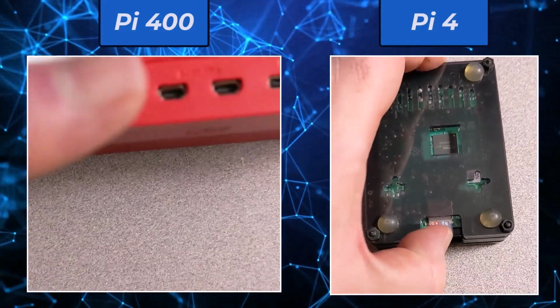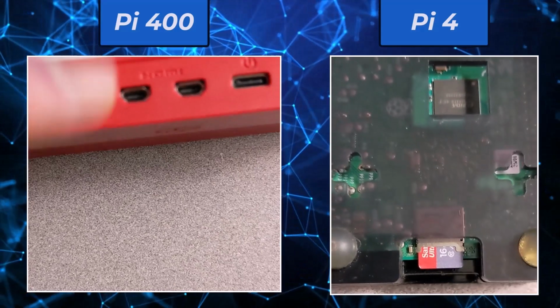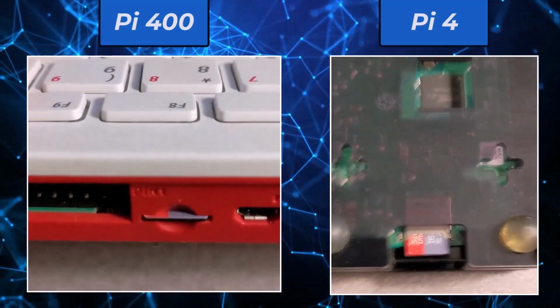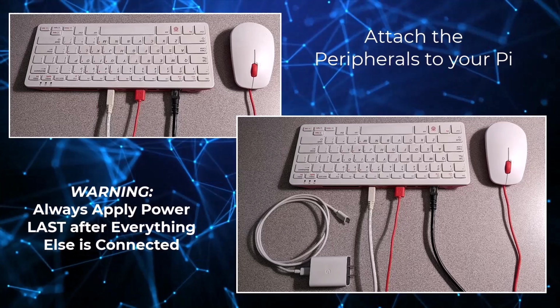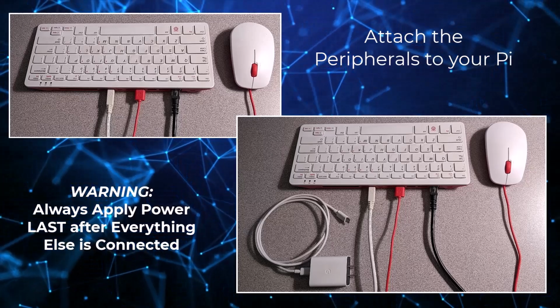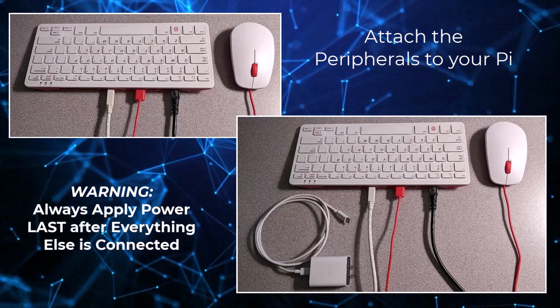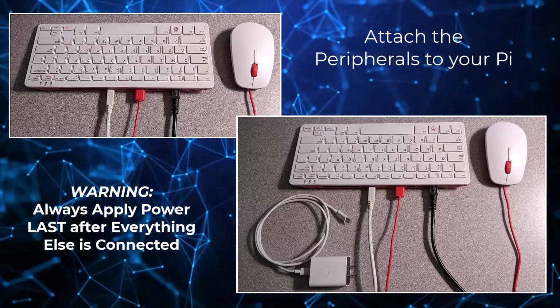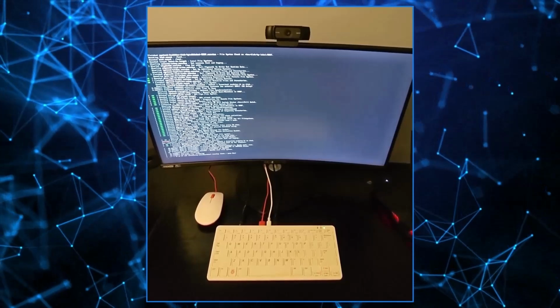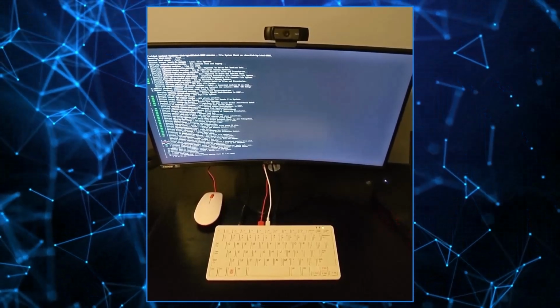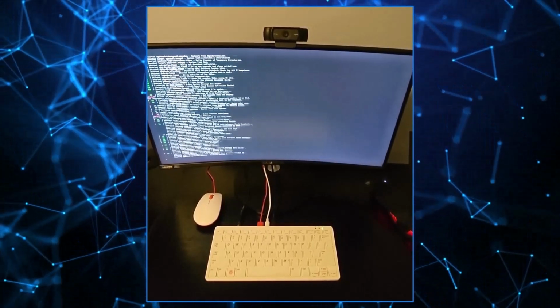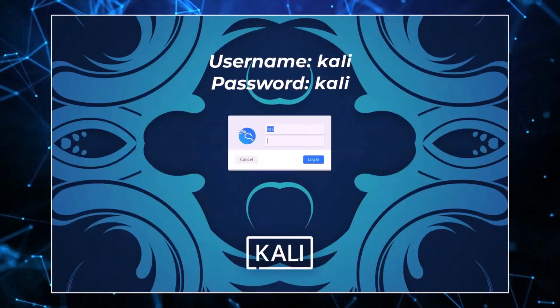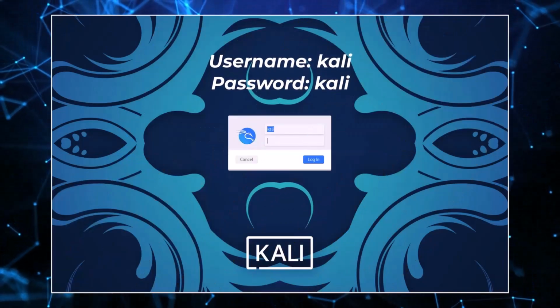Now, just insert the card into your Raspberry Pi. Now just attach your peripherals to your Raspberry Pi, but the most important step is do not apply power until everything else is connected. The first boot up will take a few seconds longer as everything is initialized. Then just log in with the username and password of Kali.